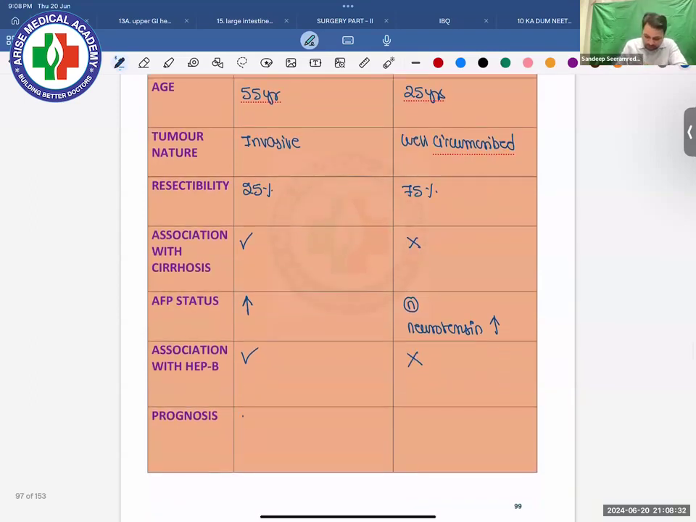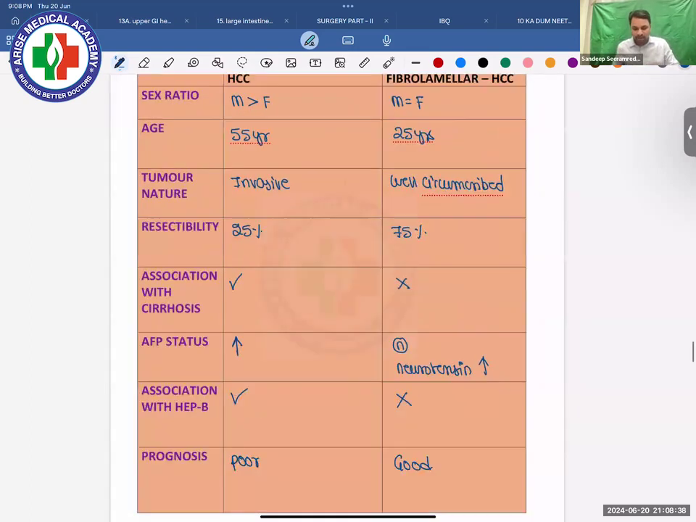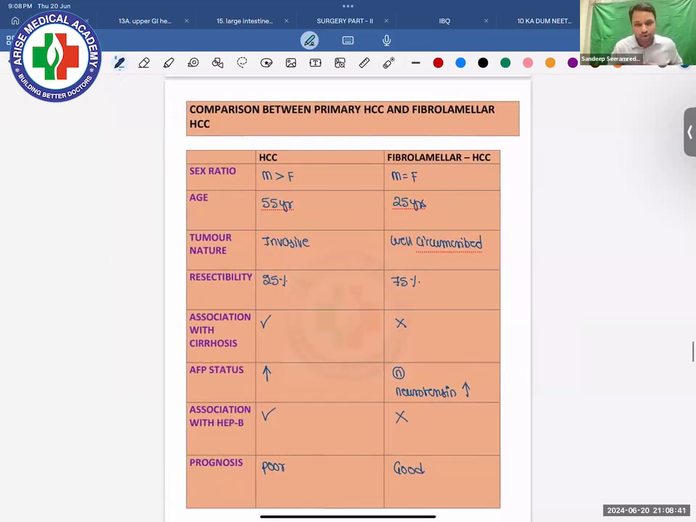The prognosis is poor here. The prognosis is good in fibrolamellar variant, right? So this is the comparison that you should know between the HCC and the fibrolamellar variant.